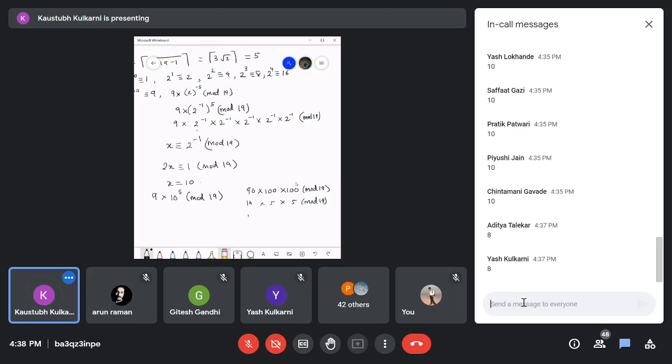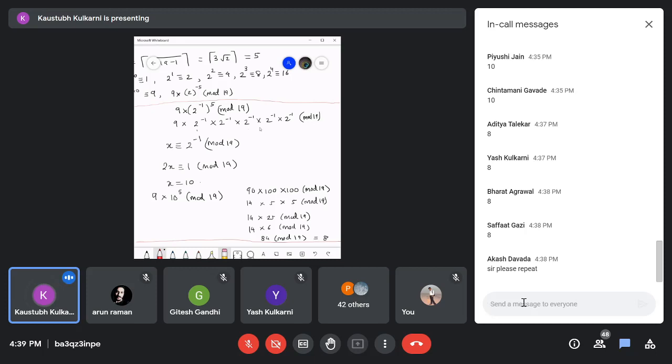Then 14 into 25 mod 19. So 14 remains, 25 becomes 6. So 14 into 6 mod 19. 14 sixes are 84. 84 mod 19, which is 8. This entire thing was the calculation for 9 into 2 raised to minus 5 mod 19. Yes, some of you have got 8. Good.